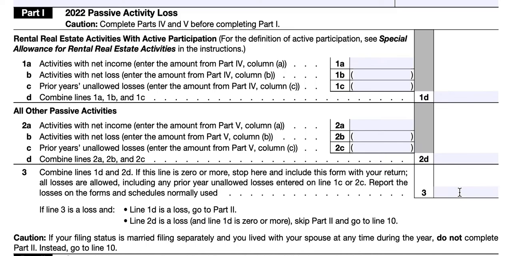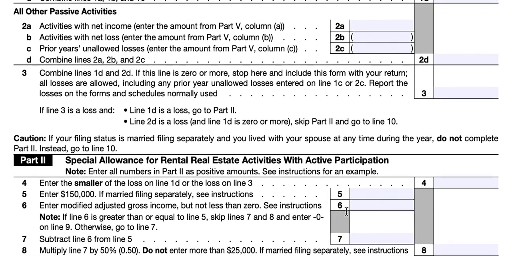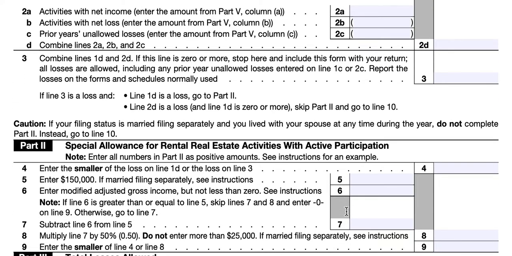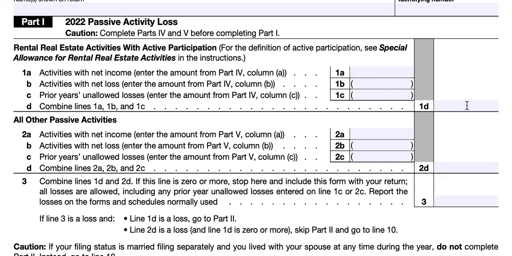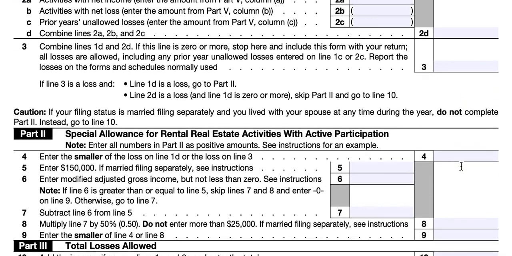If this line is 0 or more, you should stop here and include this form with your return. All losses are allowed, to include any prior year unallowed losses that you entered on 1C or 2C. You will report the losses on the forms and schedules normally used. If line 3 is a loss and line 1D is a loss, you will go to Part 2, which is the section for a special allowance for rental real estate activities with active participation. If line 1D is 0 or more and line 2D is a loss, you will skip Part 2 and go directly to line 10, which is located in Part 3.